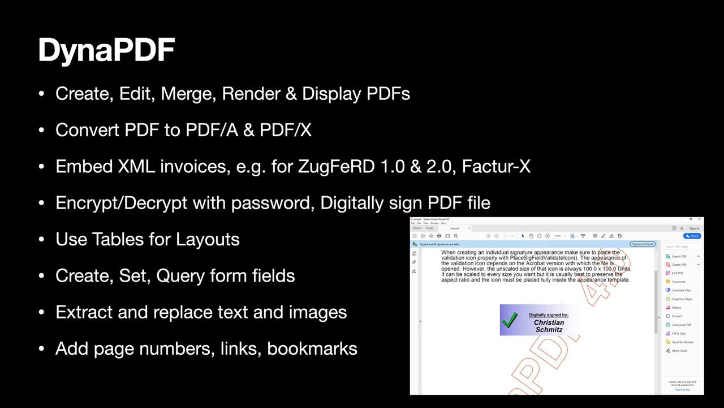With DynaPDF, you can create PDF files from scratch, design your own pages without referring to a FileMaker layout. You can also edit a page where you import an existing PDF page and change the text or add some additional text. You can merge PDF pages by picking some pages from here and some pages from there. You can render a page as a picture and then display it in a normal container so the user has no way to download the PDF file, like with a normal interactive container.